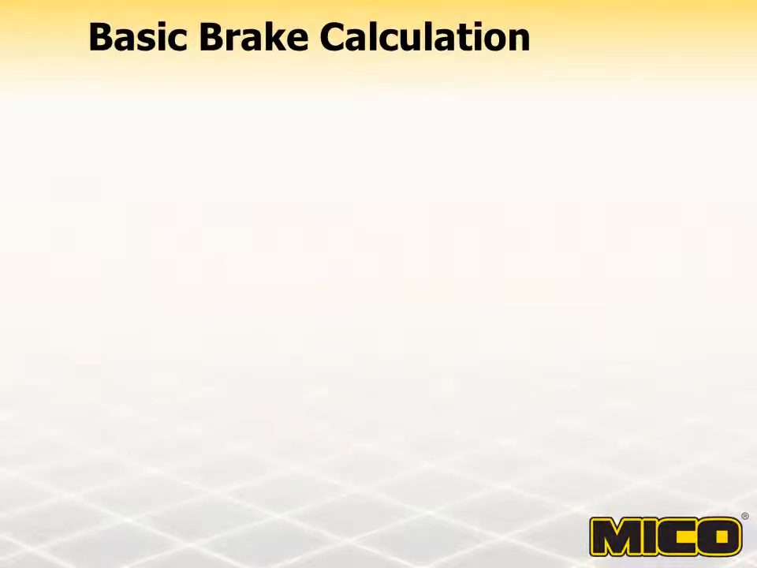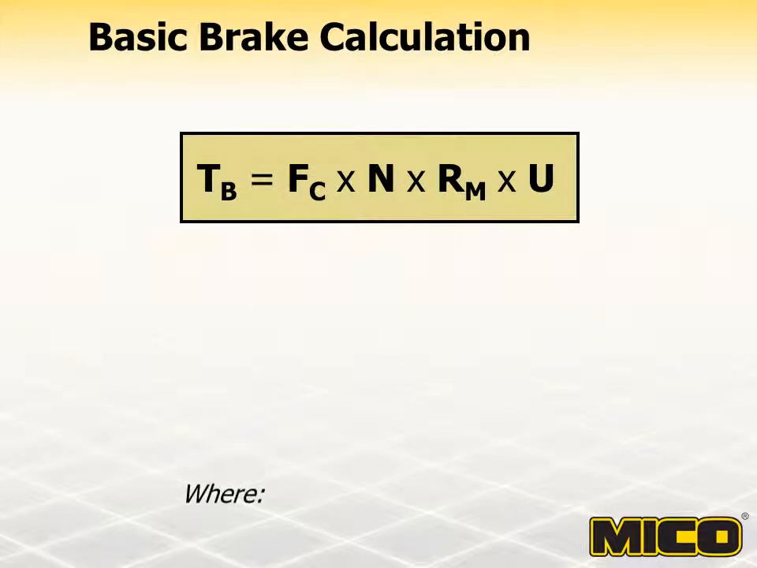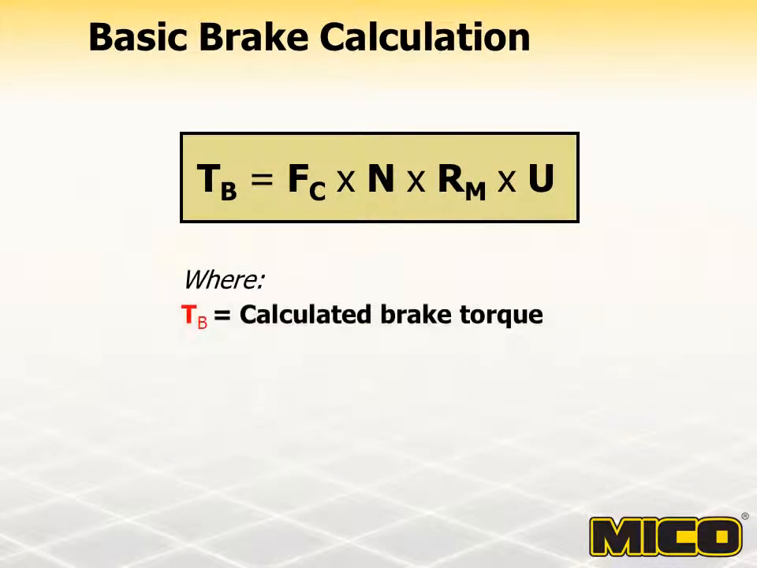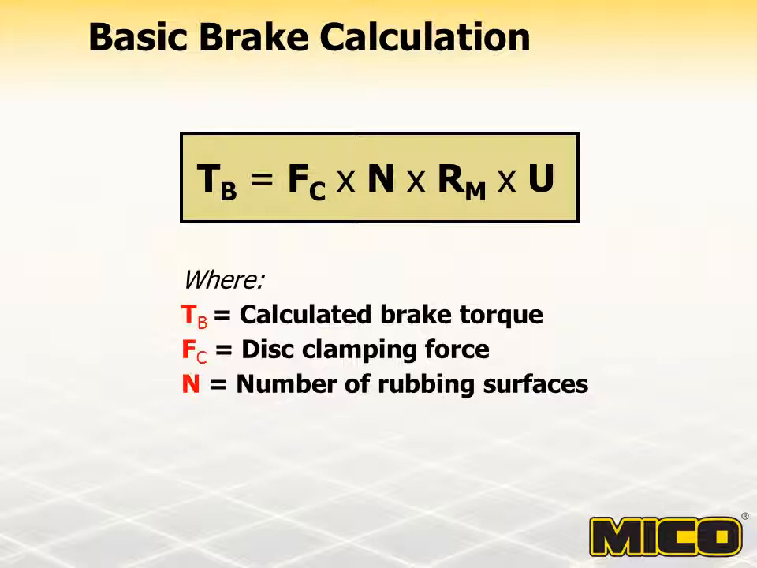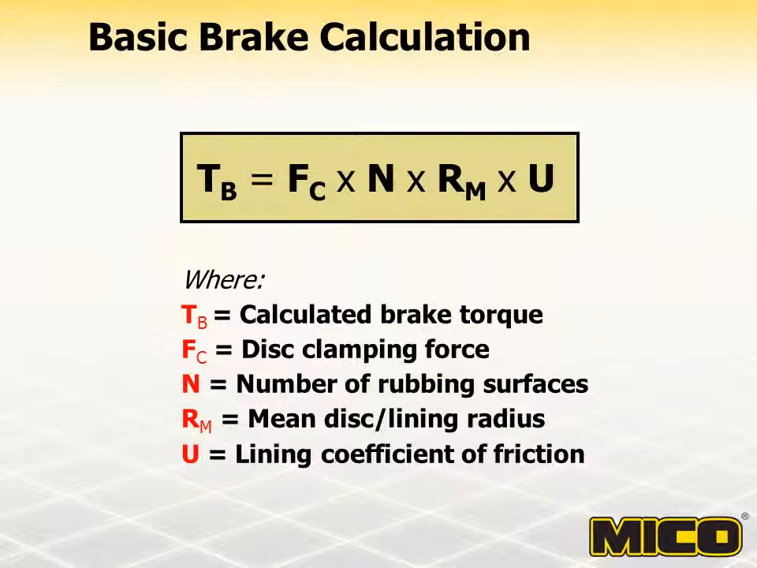Determining the basic brake torque that a caliper brake is capable of providing can be calculated using a formula where disc clamping force times the number of rubbing surfaces times the mean disc radius times lining coefficient of friction equals brake torque. F sub C is the disc clamping force, the force on lining. This force can be hydraulic, spring, or mechanical. N is the number of rubbing surfaces, normally 2 since there are normally 2 linings. R sub M is the mean disc radius, the distance from center of the disc rotor to center of the lining area that contacts the rotor. U is the lining coefficient of friction.